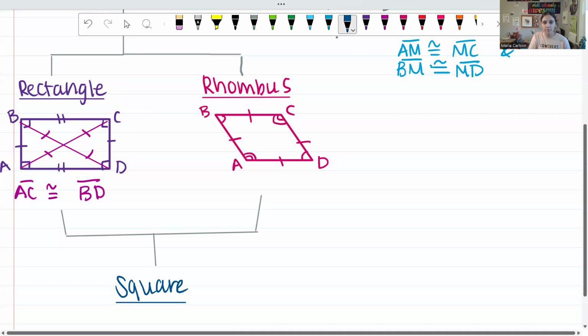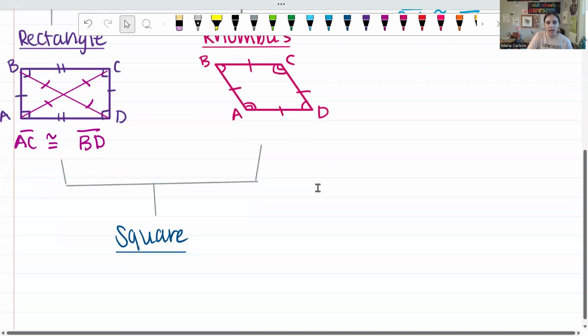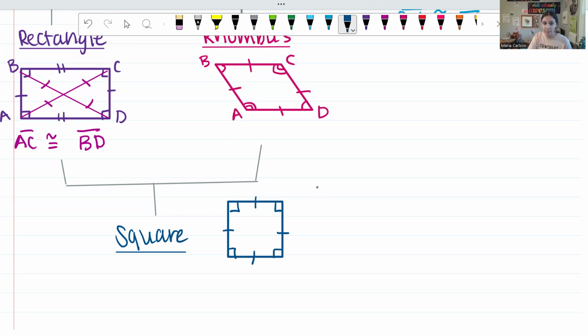And in a square, we have all the features of a rectangle and a rhombus and all the parallelograms. So we have 4 right angles and all 4 sides are congruent. All 4 sides are the same. And then we have the features that are true of our diagonals. The diagonals are congruent.